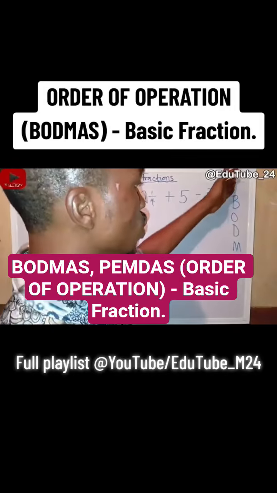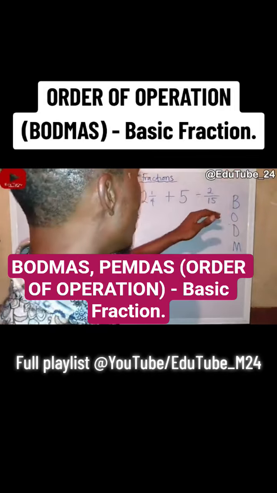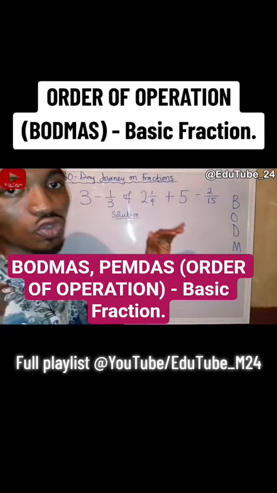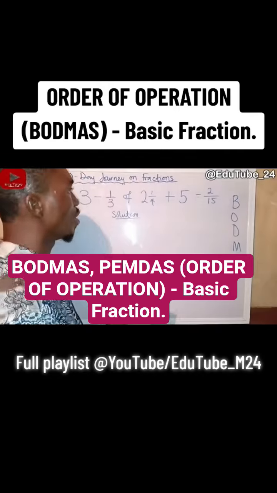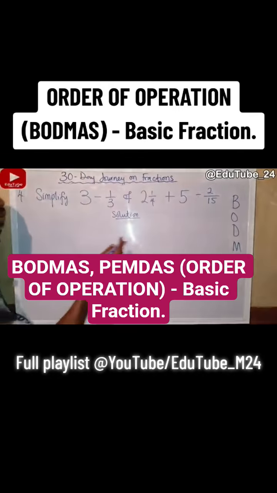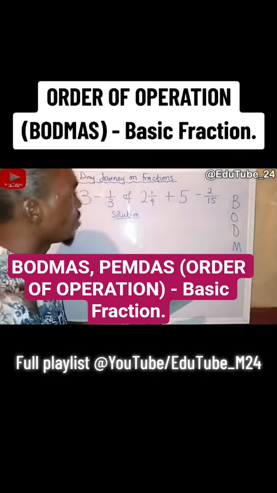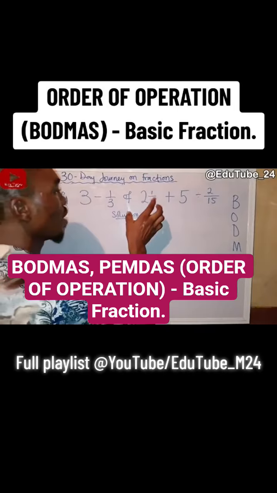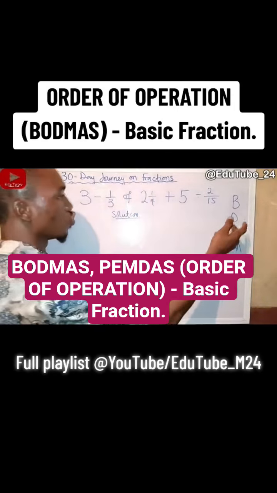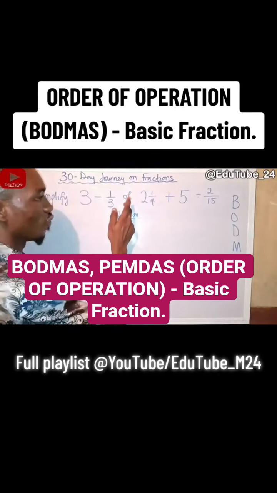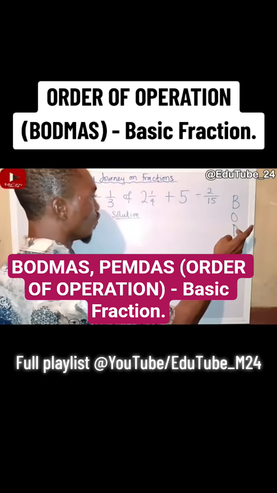So the order in which these letters are arranged is the order in which our fractions are going to be solved. Okay, so now let's proceed without wasting time. Now, since B is bracket, that means whenever we see a bracket, we solve whatever is in the bracket first of all before we move on to off. And then we have off here. So we have to solve off before we solve division.